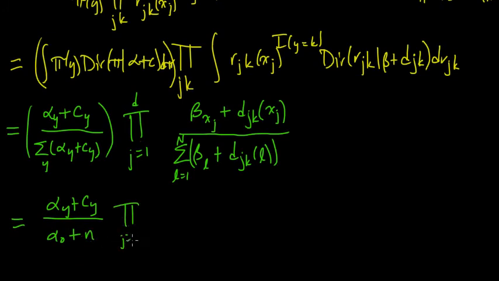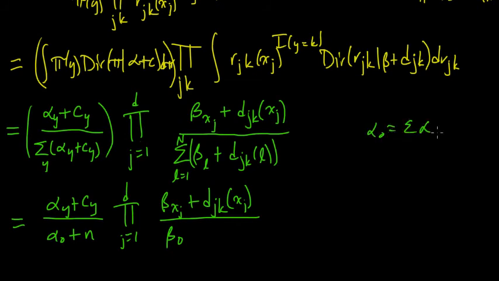And now we have this product, j from 1 to d, and we have beta of x_j plus d_jk of x_j. So our parameters plus our counts. Divided by, let's call beta 0 the sum of the beta_l's. So alpha 0 equals the sum of the alphas, and beta 0 equals the sum of the betas. So overall y's from 1 to n, and overall l from 1 to capital N.